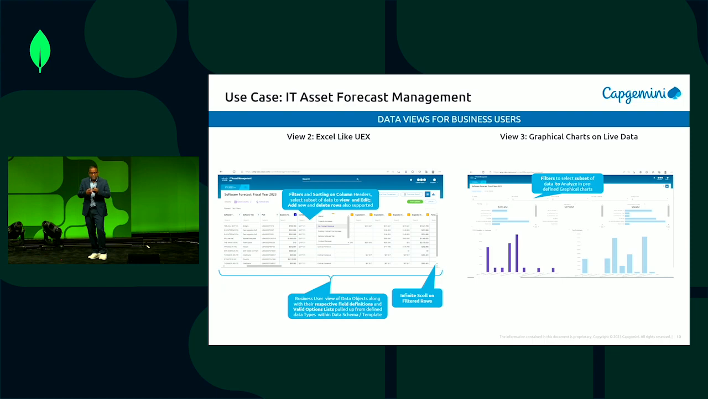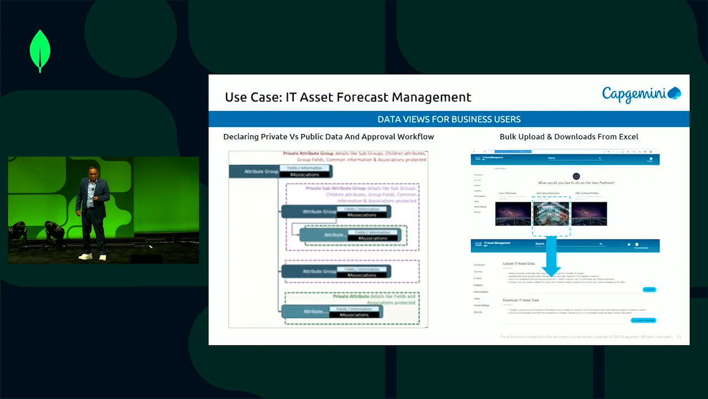And there is a graphical chart view. I talked about Mongo as a graph, right? Mongo can also show the view in graphs, but we are using the UI that we built and getting the data from the Mongo database. So some more views, declaring private versus public data and approval workflow. There is a workflow also built on top of this, and then you can do the uploads and the downloads using Excel sheets. So that's the crux of this use case.